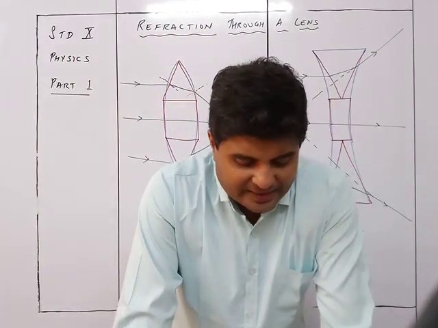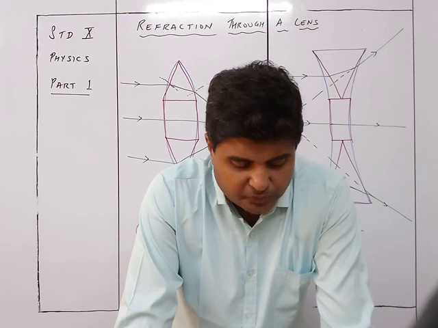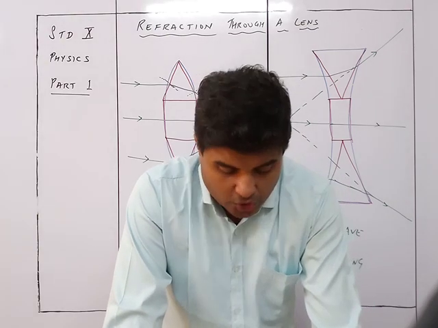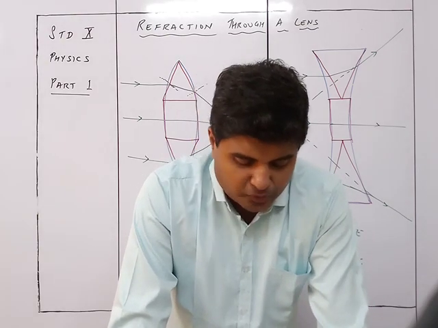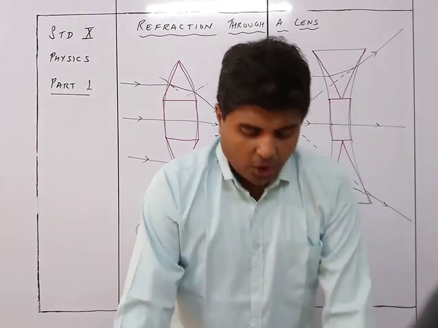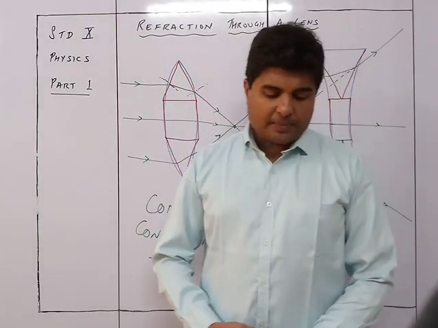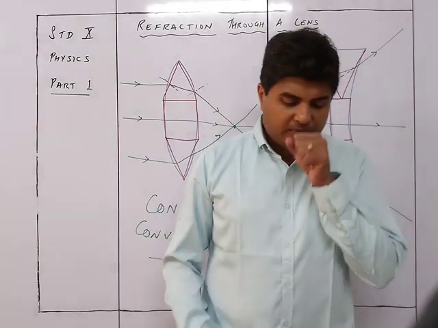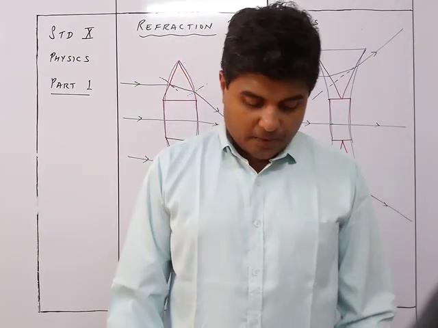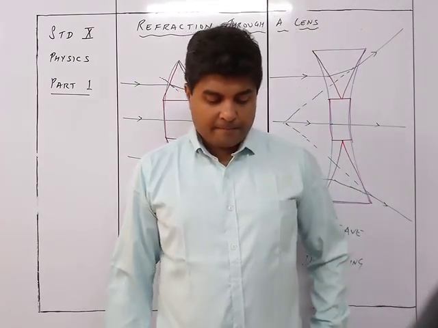A convex lens has an upper part as a prism with its base downwards, and its lower part as a prism with its base upwards, as shown. On the other hand, a concave lens has its upper part as a prism with its base upwards and its lower part with the base downwards.